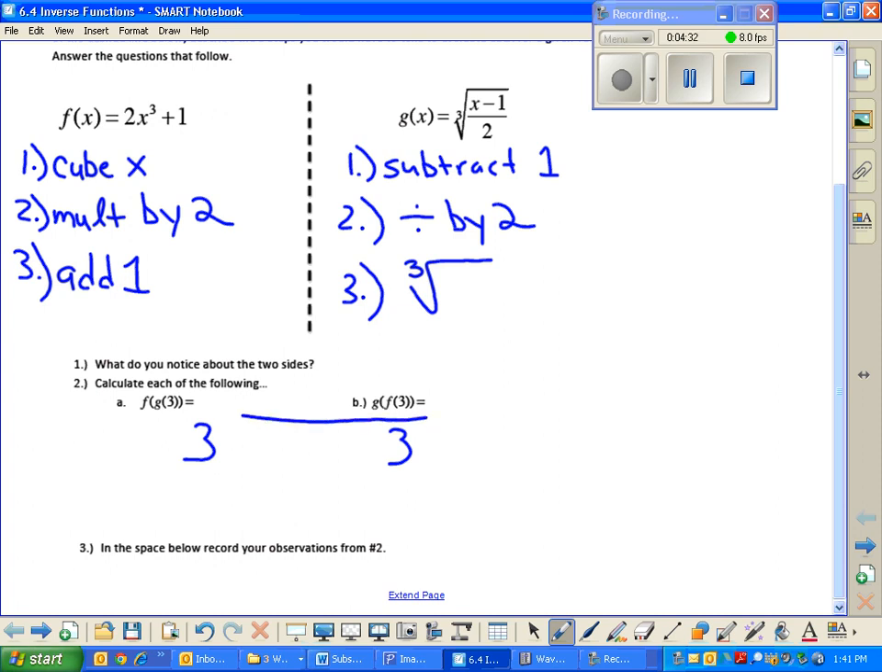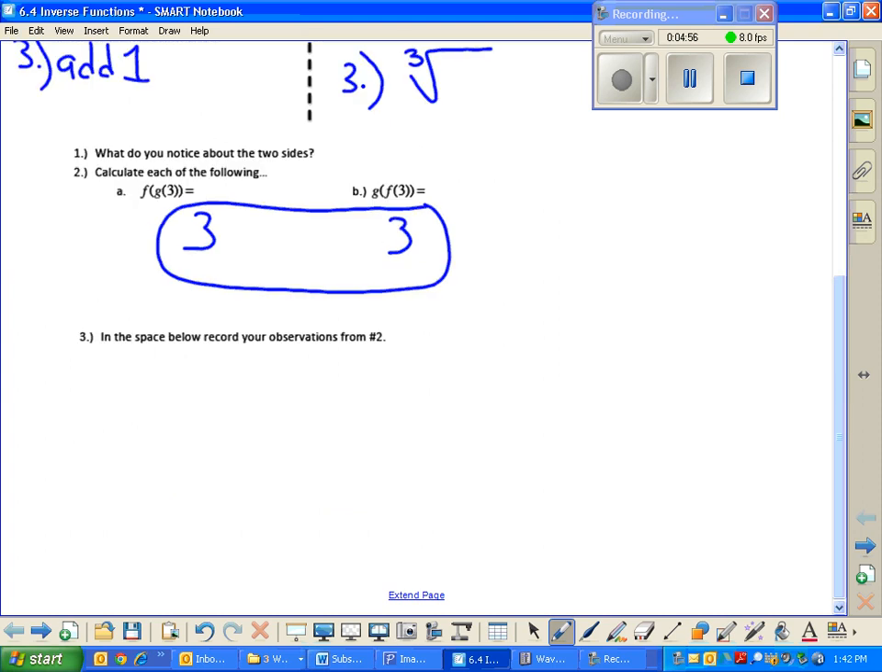Honestly, Kristen, and hey, the rest of my wonderful period 9 class, I could have said find f of g of 2 and g of f of 2, or f of g of 1 and g of f of 1. And you would have gotten the exact same output for both of those functions because you were doing some very similar steps. So in the space below, what did Kristen notice? The outputs were the same. This is actually really important.